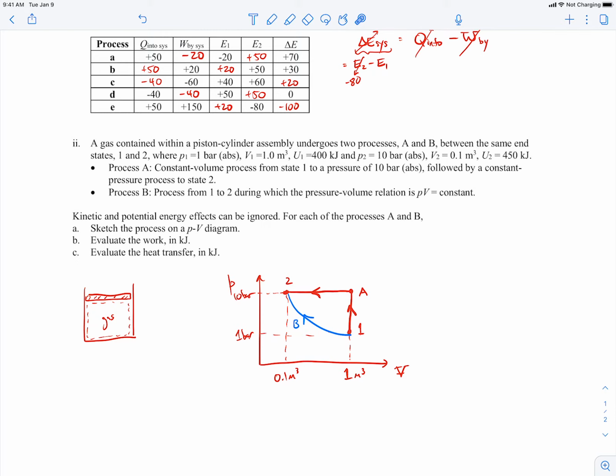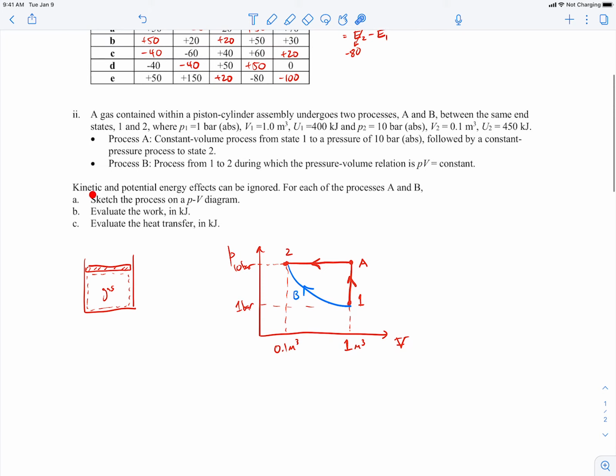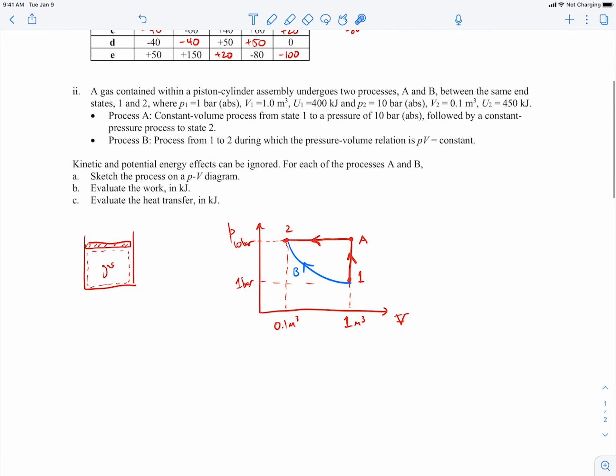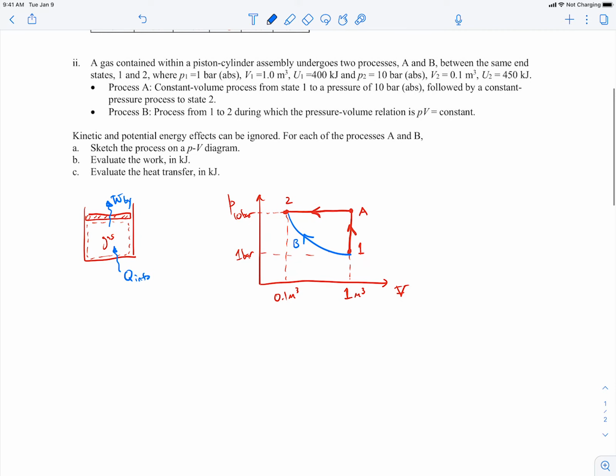And we're told that kinetic and potential energy effects can be ignored, and then for each of the processes A and B, sketch the process on a PV diagram. Well, we just did that, so that part's done. Evaluate the work and the heat transfer. Okay, so let me go back to my energy flow diagram over here. So we've got some heat coming in and some work being done by the gas on the surroundings. So we're going to try to find that work and find that heat transfer.